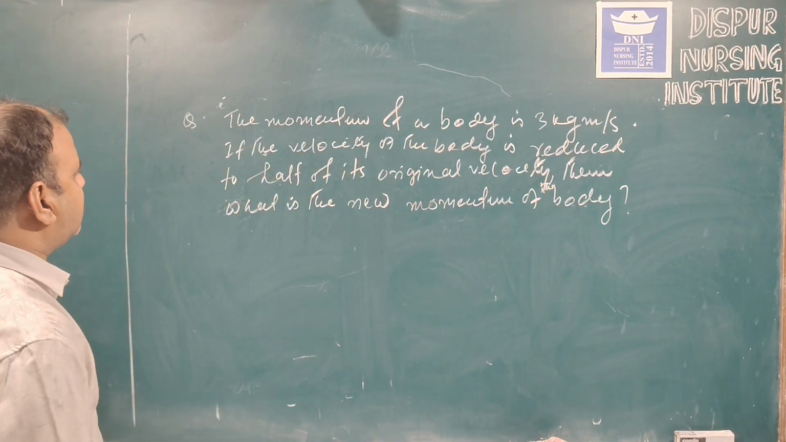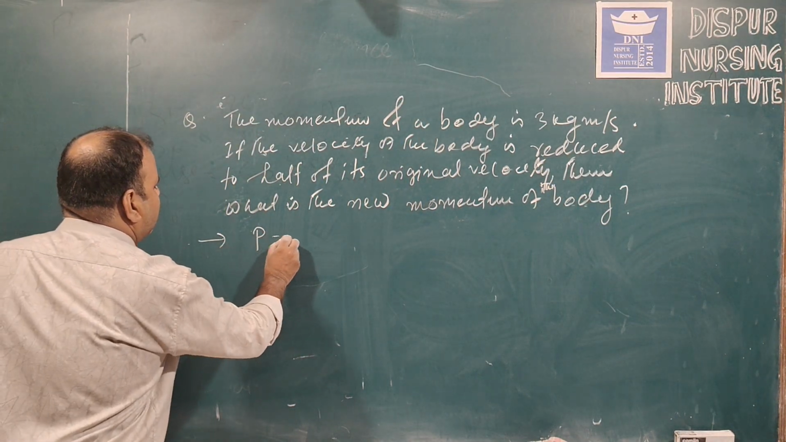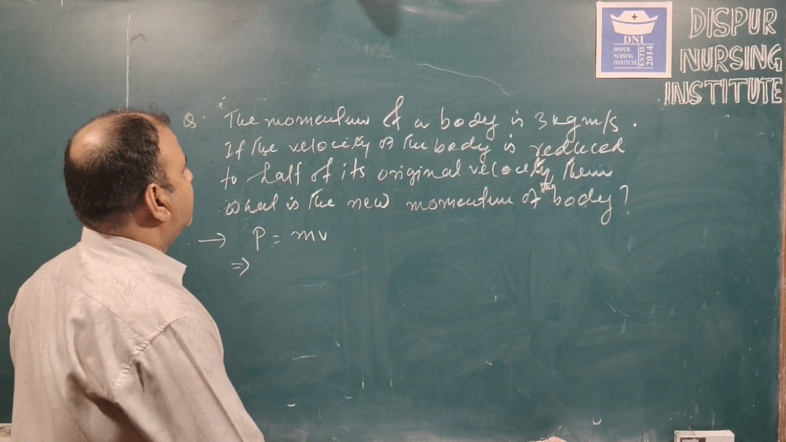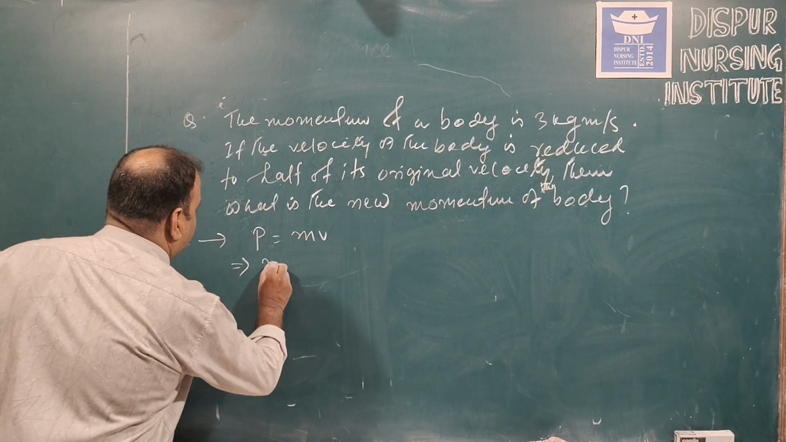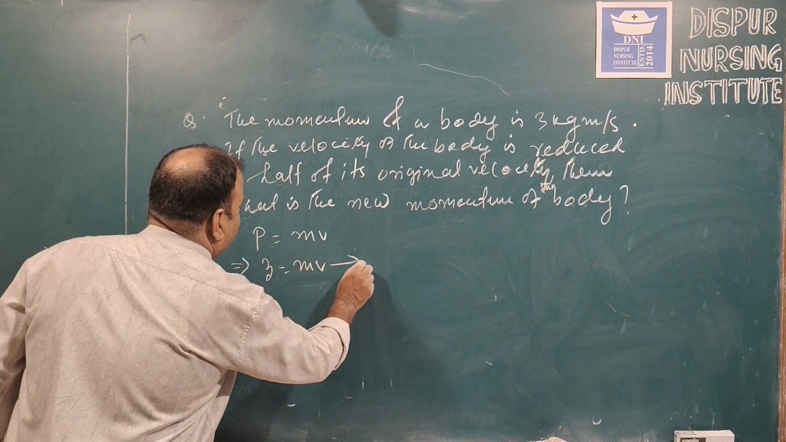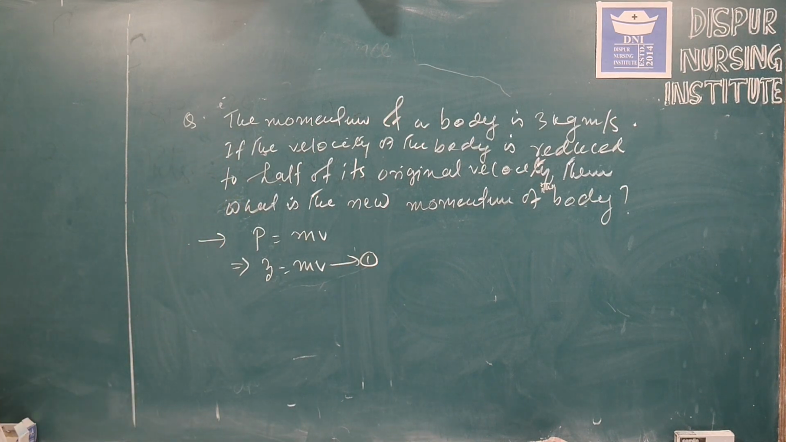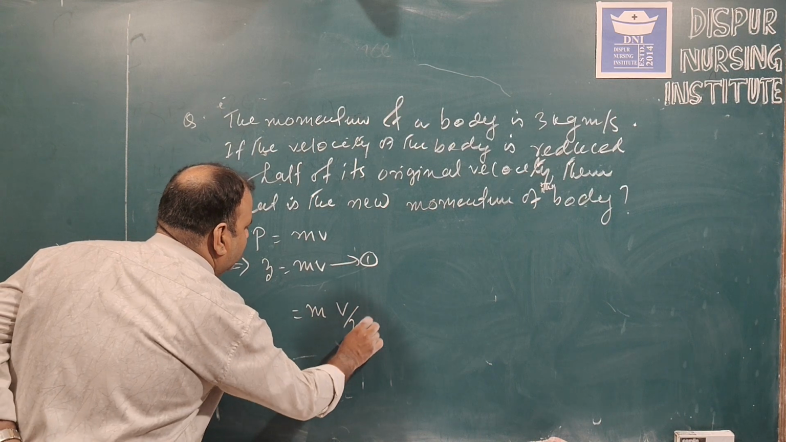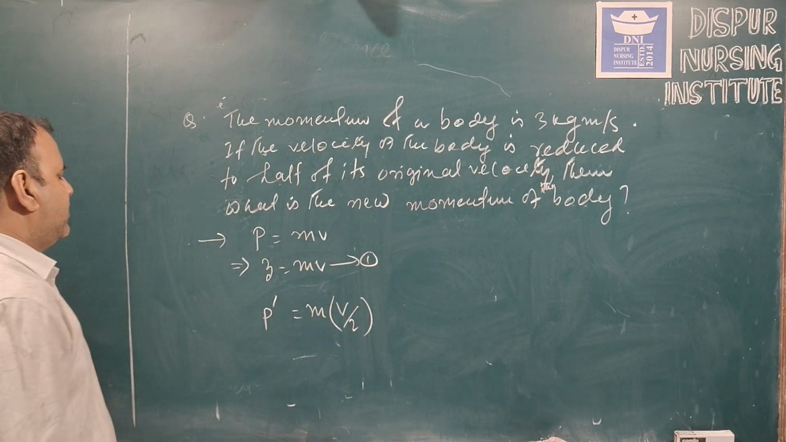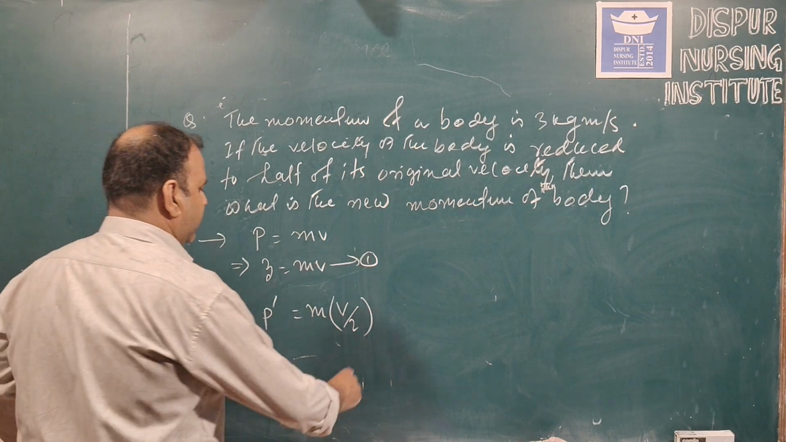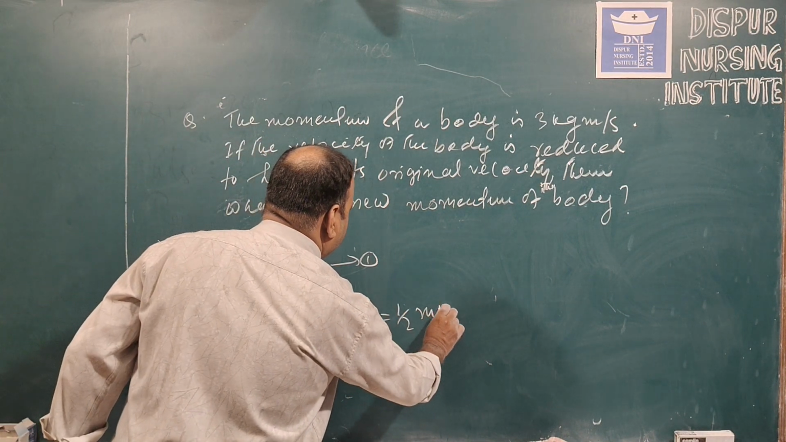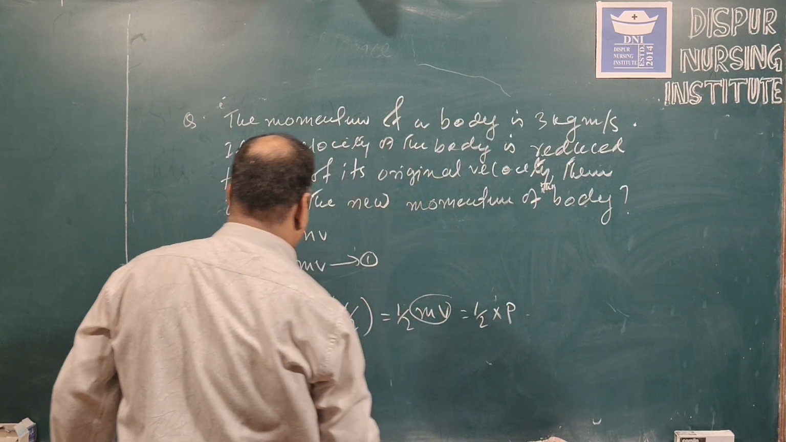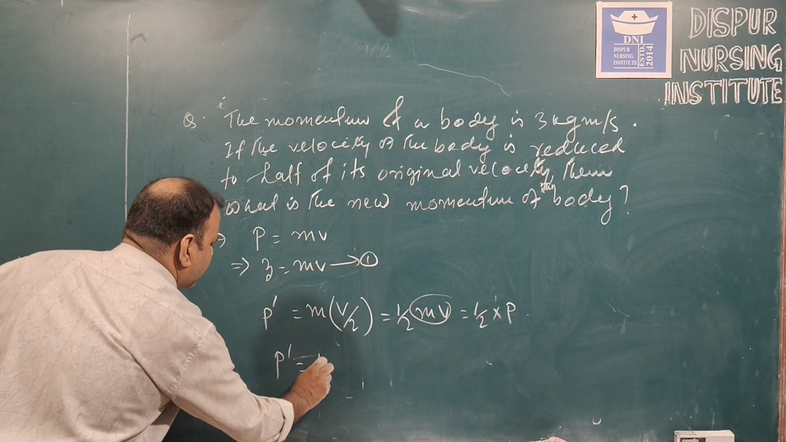So in this case, you can see here the momentum P is equal to mv. The momentum of the body is given as 3, so it will be mv, equation number 1. Now see again, when the mass is the same and velocity is reduced by 2, then the momentum will be different. So P dash will be half into mv, so this momentum is equal to half into P. Therefore P dash will be P by 2.